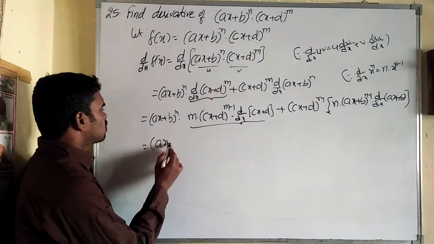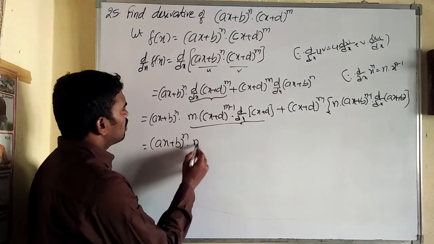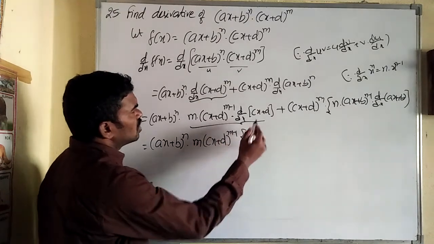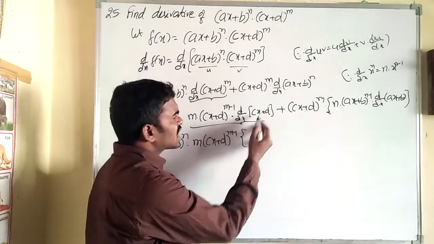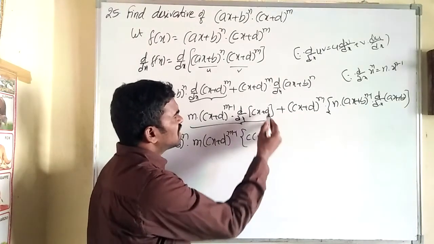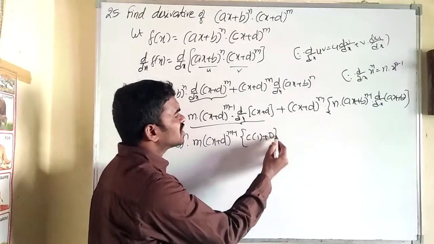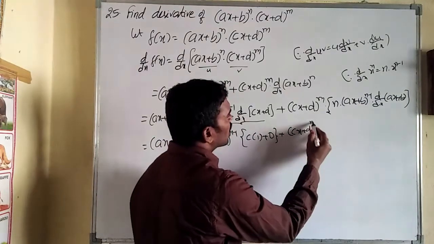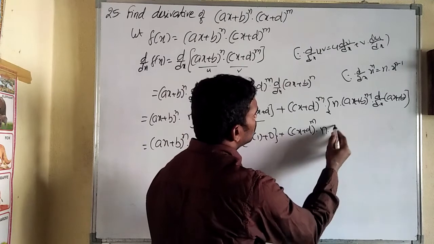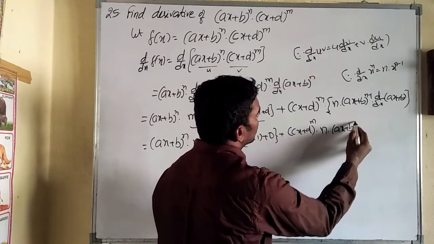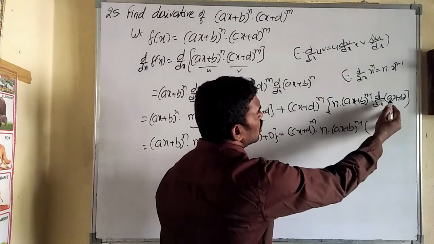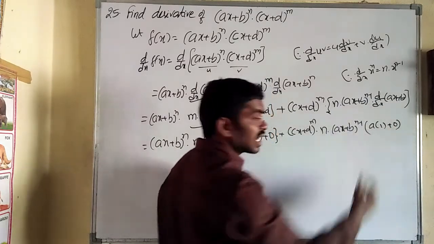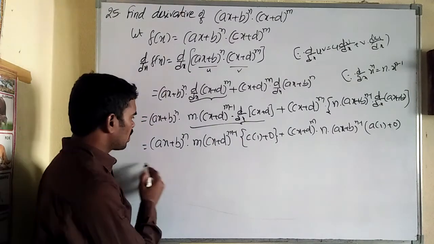Simplify: (ax plus b) whole power n into m into (cx plus d) whole power m minus 1 into, c is a constant, x derivative is 1, plus d is a single constant, that derivative is 0, completed. Plus (cx plus d) whole power m into n into (ax plus b) whole power n minus 1 into, here also a into x derivative 1, so a into 1 plus b derivative 0. I wrote this in one direct step, no problem.